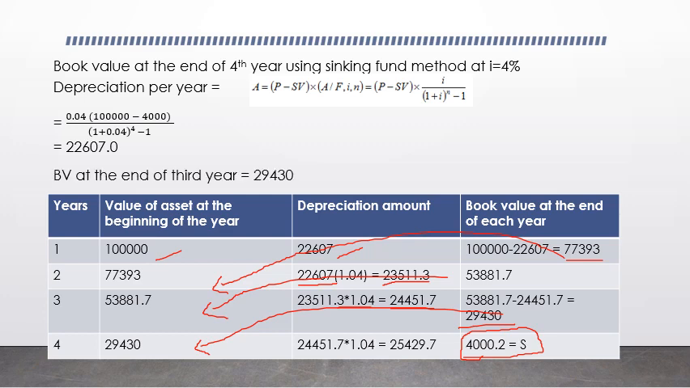So book value at the end of third year is 29,430 rupees, that we can get directly. If they ask what is the total depreciation fund up to third year, add 22,607 plus 23,511 plus 24451. It is as simple as that.